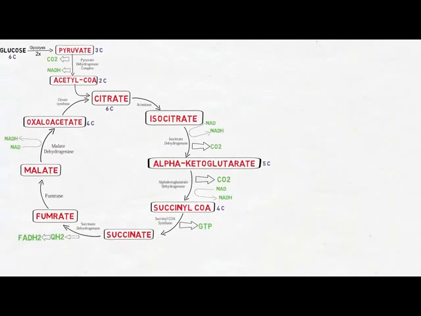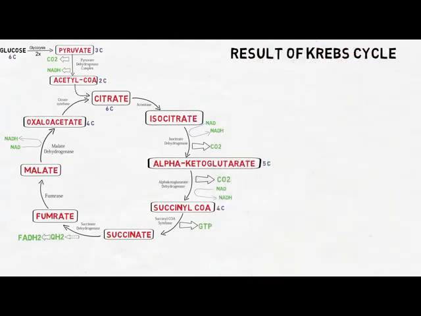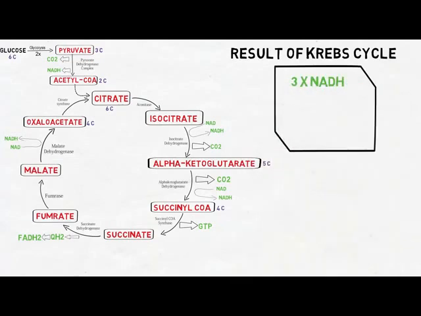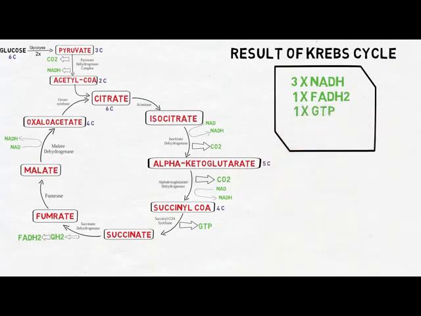Now let's look at the results of the Krebs cycle. Through each cycle of the Krebs cycle, following products are generated: 3 molecules of NADH, 1 molecule of FADH2, 1 molecule of GTP, and 2 molecules of carbon dioxide. Now since glucose is split into 2 pyruvate compounds, for each molecule of glucose, this cycle runs twice.